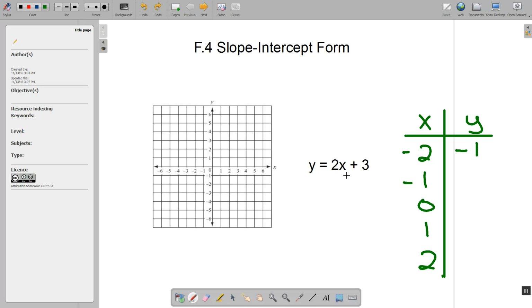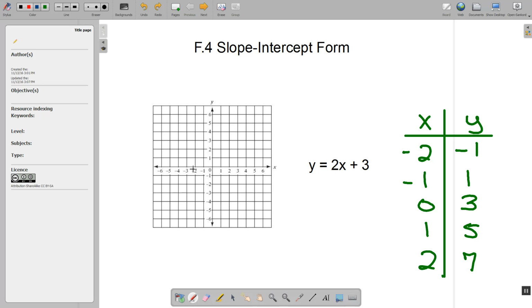If I plugged in -1, that'd be 2 times -1. That's -2 plus 3, which is +1. Plugged in 0, that'd be 2 times 0, which would be 0 plus 3, which is 3. And at this point, we would see the pattern, and we would do 5 and 7. Now we would move to the graph, and we plug in each of these ordered pairs.